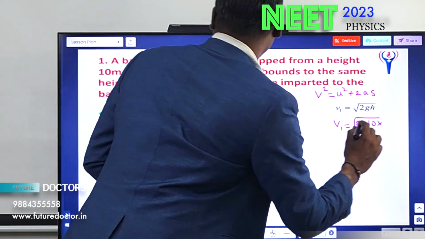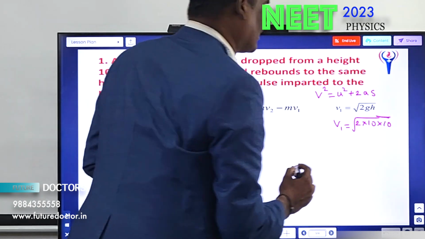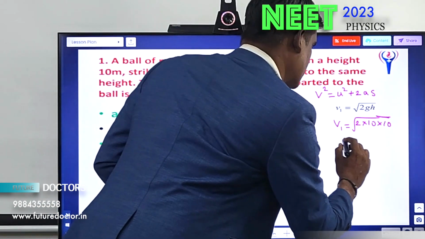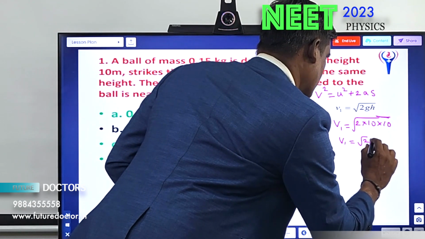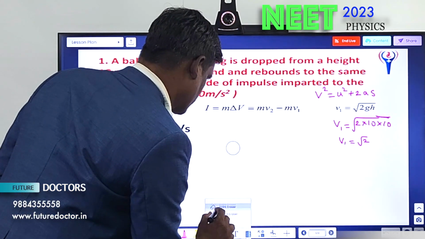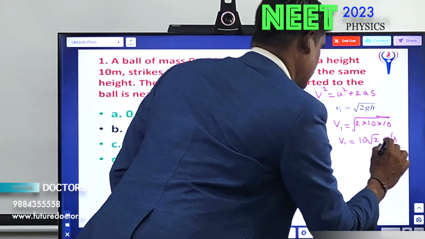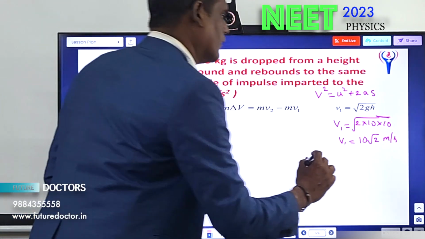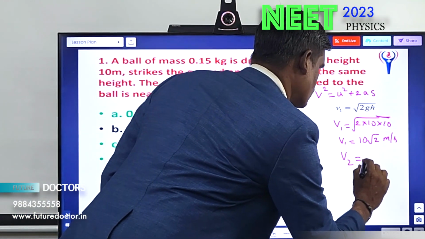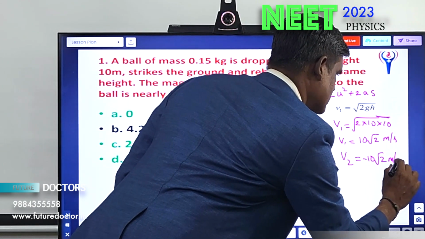g is given 10, and h is also 10. 10 into 10 is 100, and the square root is 10. Therefore, v1 equal to 10 root 2 meter per second. And when it rebounds to the same height, v2 equal to minus 10 root 2 meter per second.